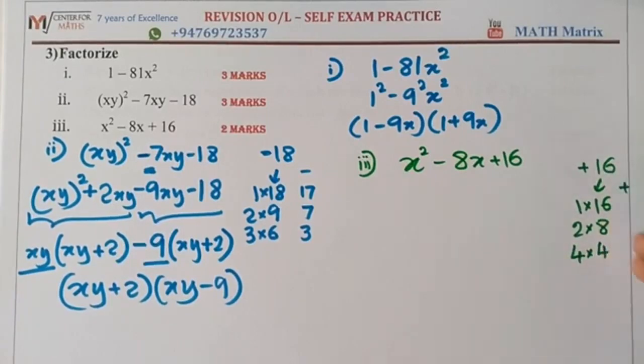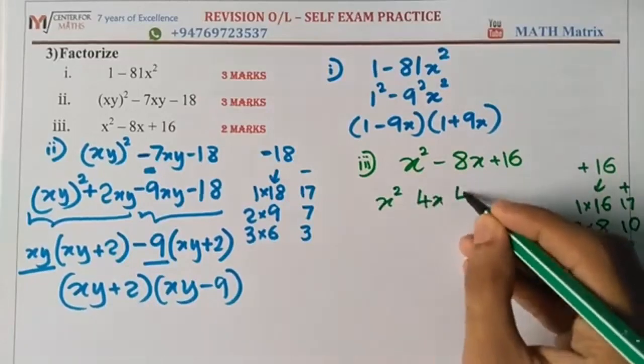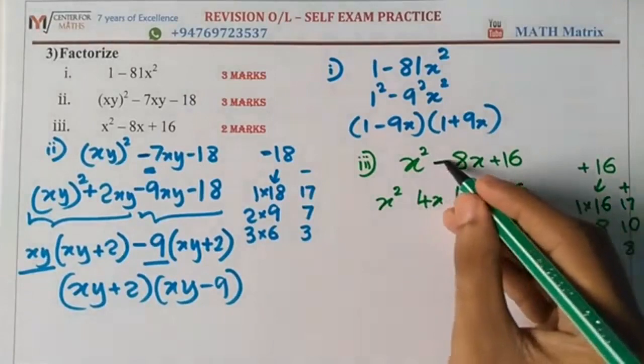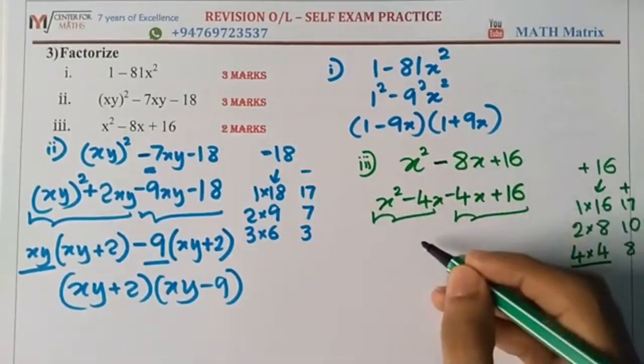Right, so here we have to go with the plus sign. We got this 8 by 4 and 4. So x squared minus 4x, again minus 4x plus 16. Right guys, so here we have to give this sign for both, because if the signs are same, we can directly give like that.